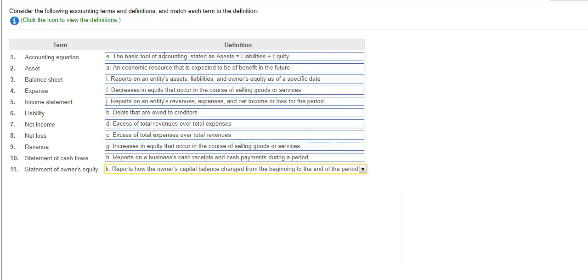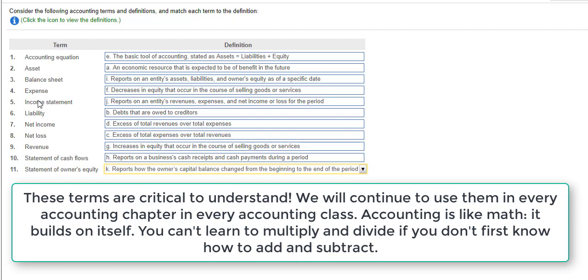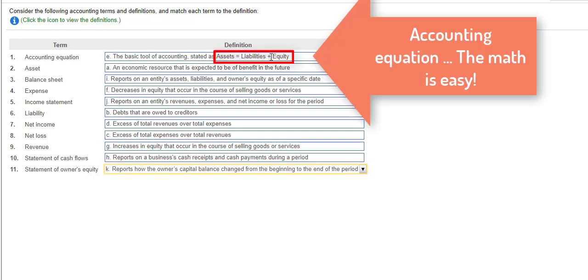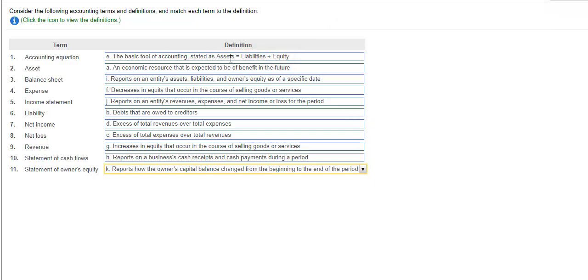So once again, these are all super critical terms that we will be using throughout all the chapters in this class and in future classes. So remember, accounting builds on itself. If you do not understand what the accounting equation is now, then you're not going to be able to do chapter 2 or chapter 3, etc. Now, the formula for the accounting equation is pretty simple. The math is easy. It's just the classifying of things that sometimes trips people up. So make sure you take good notes and practice studying this.